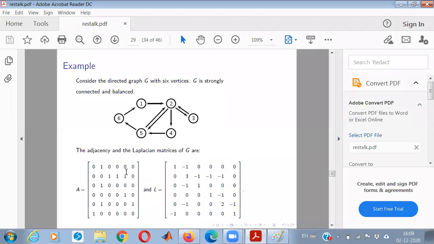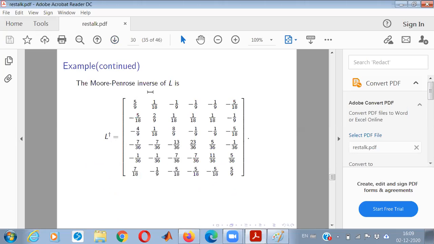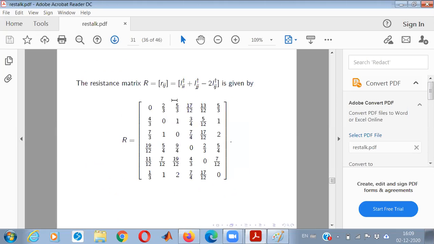Okay, so for this graph, this is the adjacency matrix, a 0-1 matrix. It is no longer symmetric. And this is the Laplacian. As you can see, the row and column sums are 0 because we have a balanced case. And the Moore-Penrose inverse of the Laplacian is this. And the resistance matrix is this. As you can see, the resistance matrix is not symmetric. Of course, it has zeros on the diagonal; that just follows from the definition. And the off-diagonals are positive, and that requires a proof.